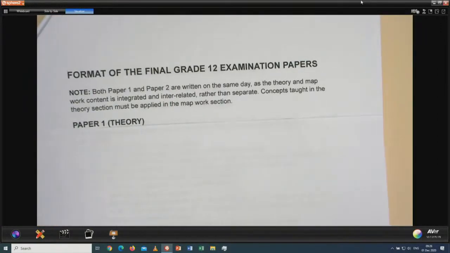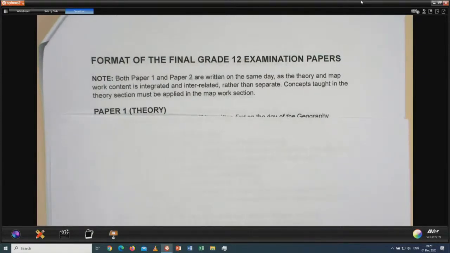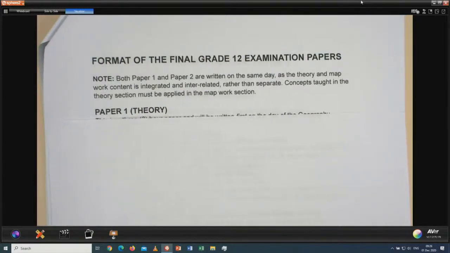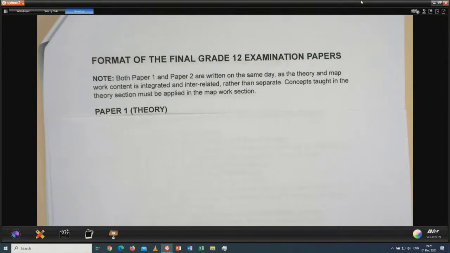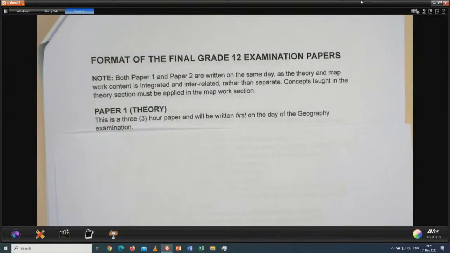Right, paper one, theory. This is the paper that we are going to write at 9 o'clock on the 3rd of December. This is a 3-hour paper and will be written first on the day of the geography examination.